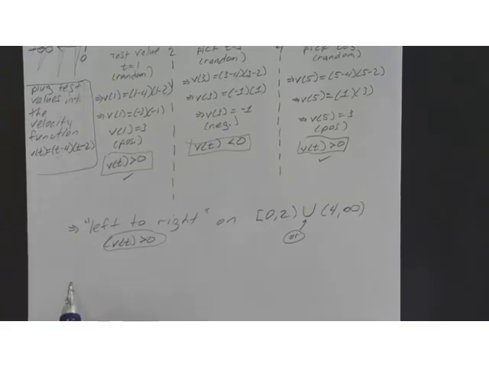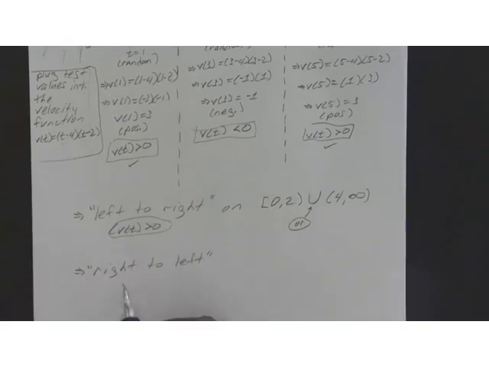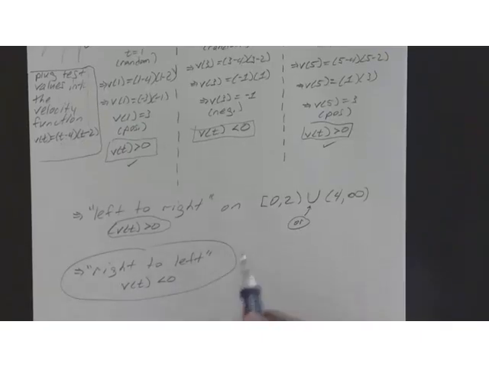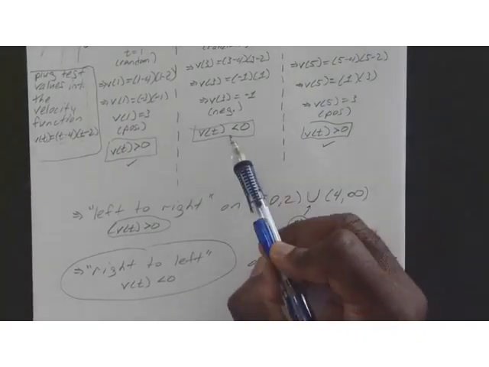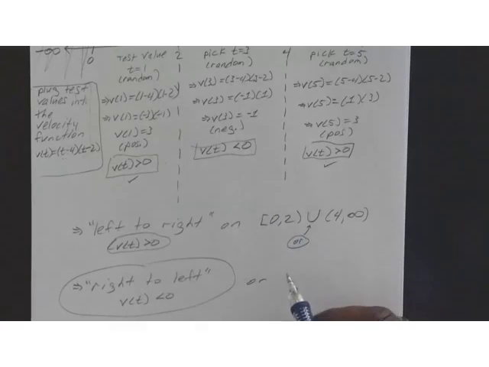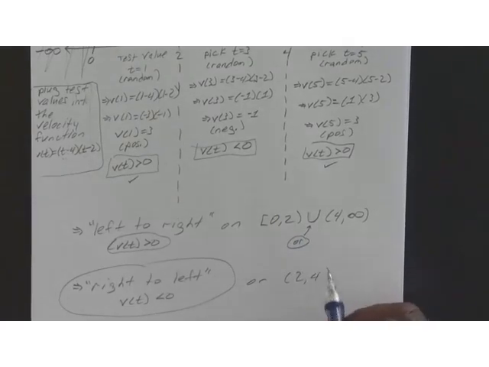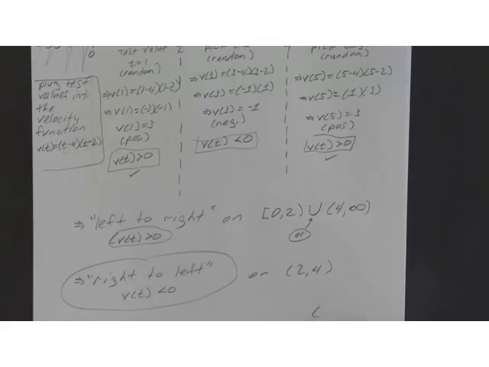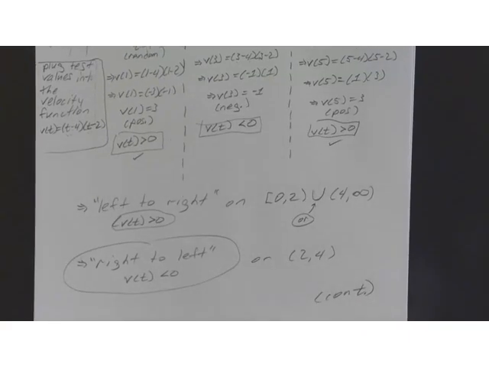And from right to left, that's when your velocity goes in the negative direction. Why did I circle that? I didn't mean to circle that. And that's from the interval from 2 to 4. I meant to just circle that, not hold that, but oh well. Okay, so that's the answer to C.